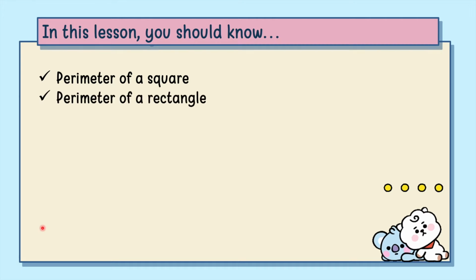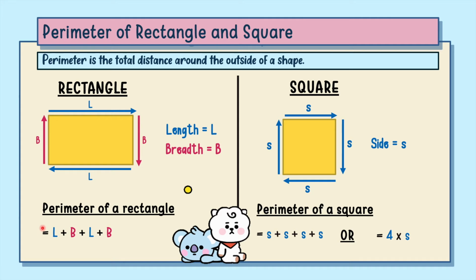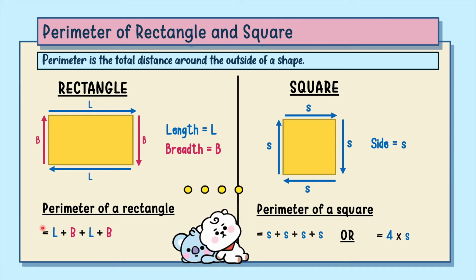So let's recap back what we did in the last few lessons. So what is perimeter? Perimeter is the total distance around the outside of a shape. So perimeter of a rectangle is length plus breadth plus length plus breadth. For a square, perimeter is s plus s plus s plus s, or 4 times s.